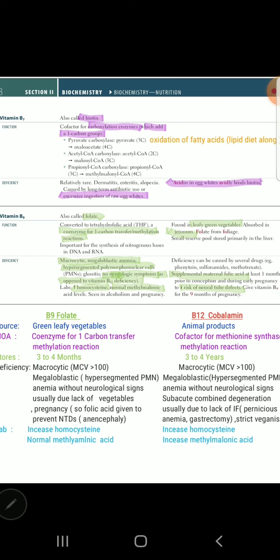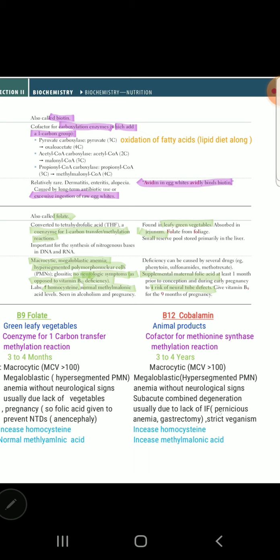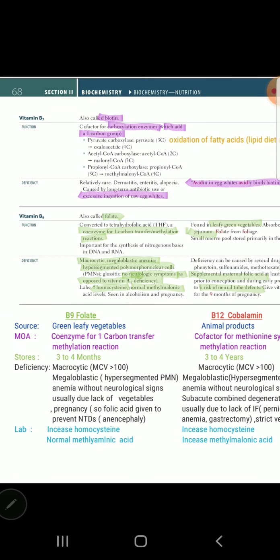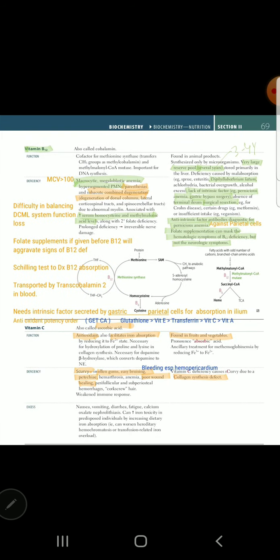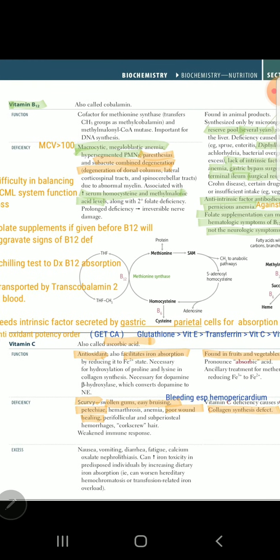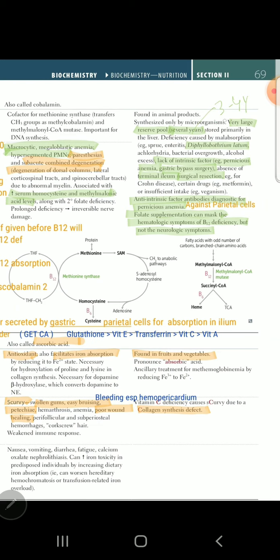And in B12, we'll discuss the intrinsic factor that is important for absorption of B12, secreted from gastric parietal cells in the stomach. Gastrectomy leads to B12 deficiency as well. And terminal ileal dissection, because it is absorbed in the terminal ileum, unlike B9, which is absorbed in the jejunum. B12 is called cobalamin. Its storage lasts 3 to 4 years instead of 3 to 4 months like B9. It is a water-soluble vitamin, and still it has such a long storage duration.